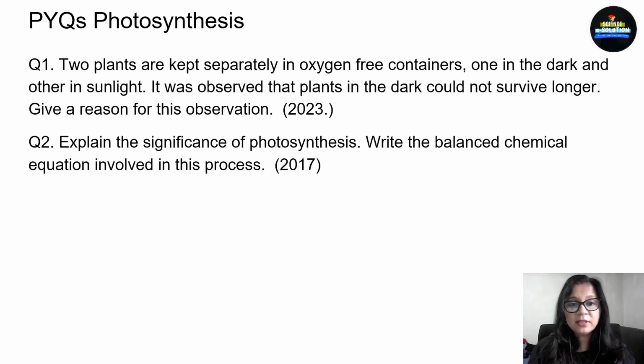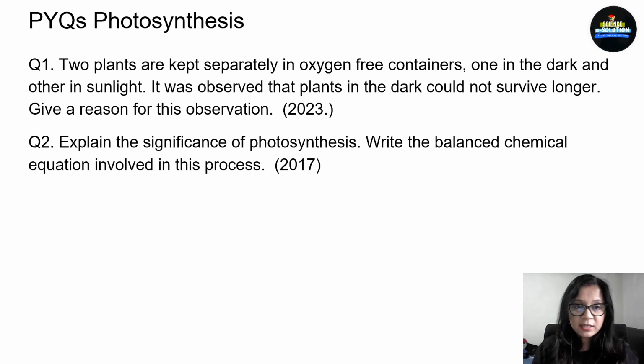Next question is, explain the significance of photosynthesis. What is the significance? That means what is the importance? It helps autotrophs to prepare their own food. Even heterotrophs depend on autotrophs directly or indirectly for their food. So photosynthesis is the process which starts the food chain in our ecosystem. Okay, so that is the significance of photosynthesis.